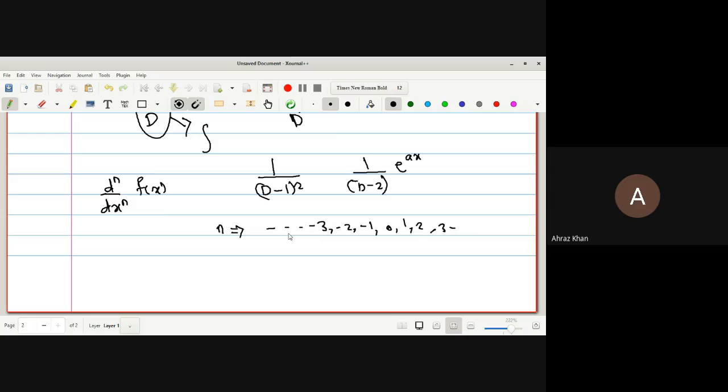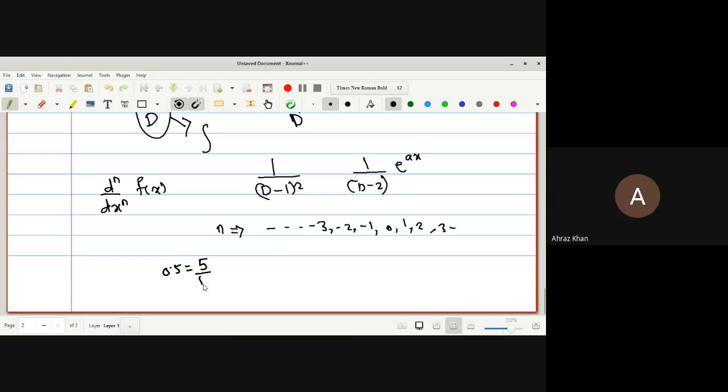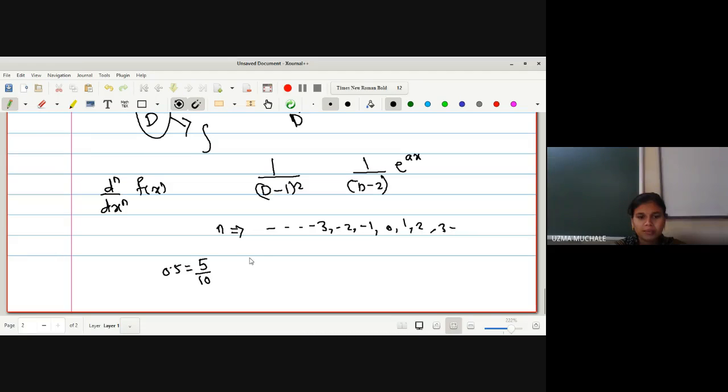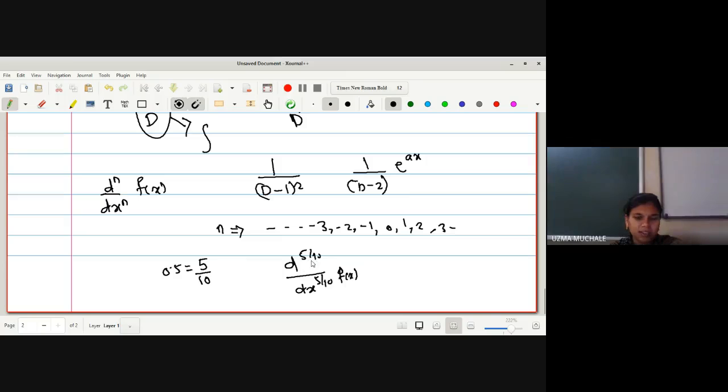Ma'am, we can take 0.5 as 5 by 10. Okay, then what will happen if you take 5 by 10? Can you find the derivative for this? That means d raised to 5 by 10 divided by dx raised to 5 by 10. We can take the 1 upon 10 outside. First d raised to 5, then raised to 1 upon 10. Acha, in this way you are going to solve. For this it is okay, you can take 1 upon 10 outside, no doubt.